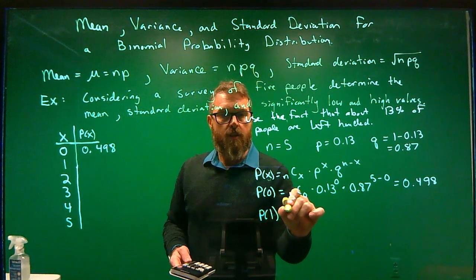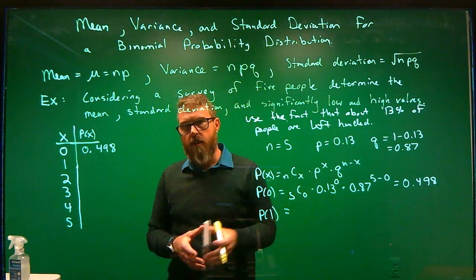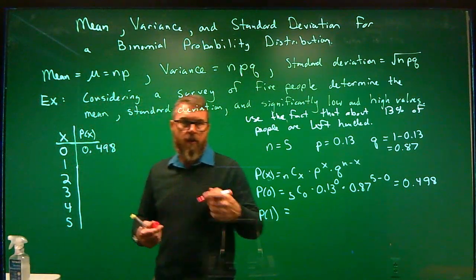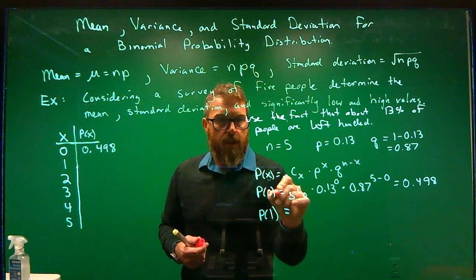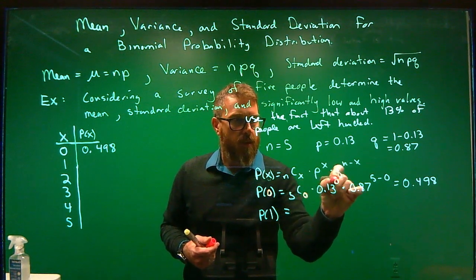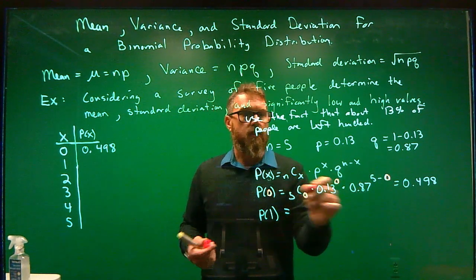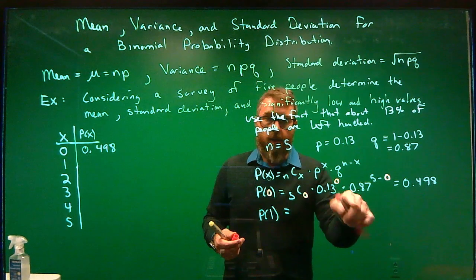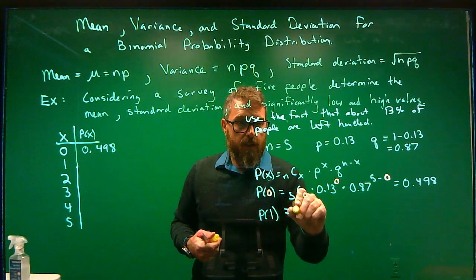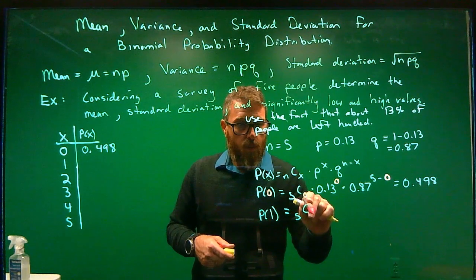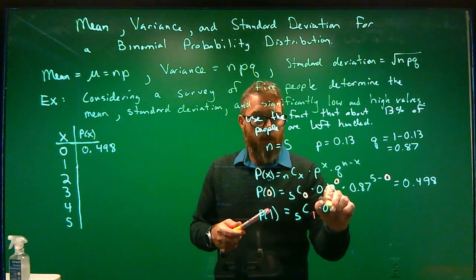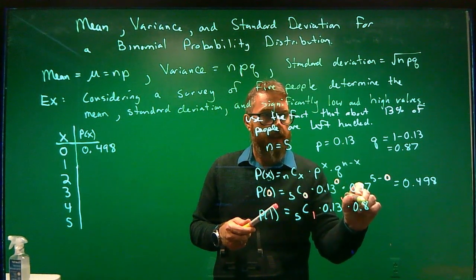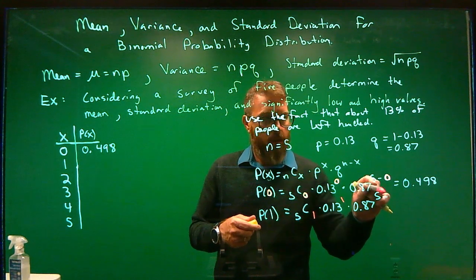Now the probability of 1. We've already plugged everything into the calculator, so to make this easier, I want to figure out what I have to change here. When I had 0 here, this is 0, this is 0, this is 0. So the only thing I have to change are the zeros because n is the same, p is the same, and q is the same. So now if I want to do p of 1, this is going to be 5 choose 1 times 0.13 raised to the 1 times 0.87 raised to the 5 minus 1.